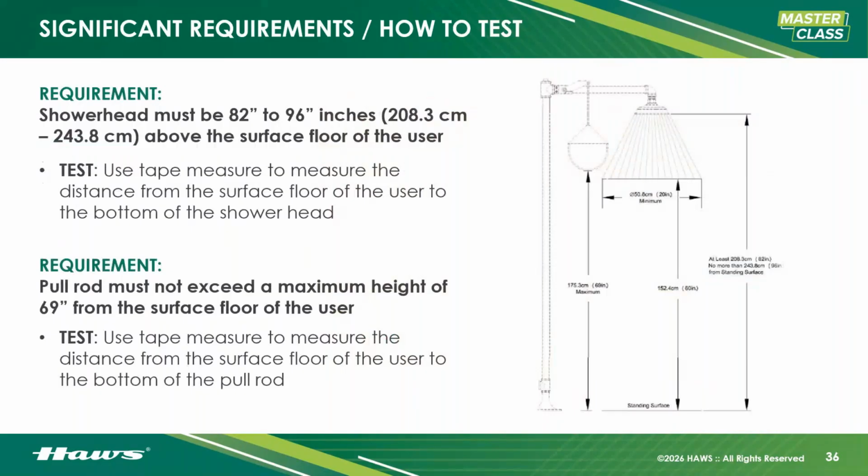Now, the shower head has to be 82 to 96 inches above the surface floor of the user. If it is too low, the flow pattern will be too narrow. If it is too high, the flow pattern will be too wide and not as effective. That's it.